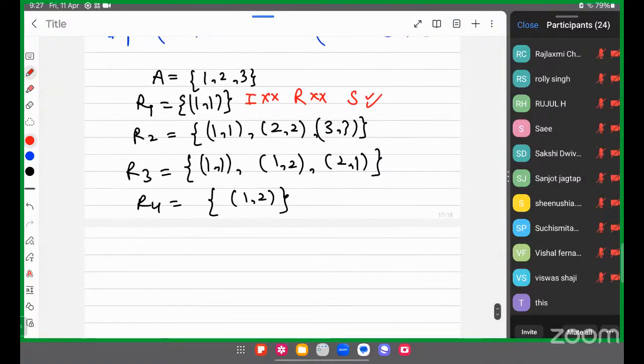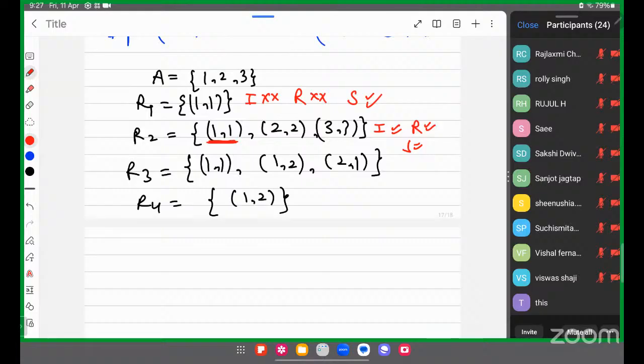What about R2? Is it identity? Yes. Is it reflexive? Yes. Is it symmetric? Yes. Each element is symmetric about itself. (1, 1) has symmetry element (1, 1), which is itself. (2, 2) has symmetry element (2, 2). (3, 3) has (3, 3). So identity, reflexive, and symmetric.